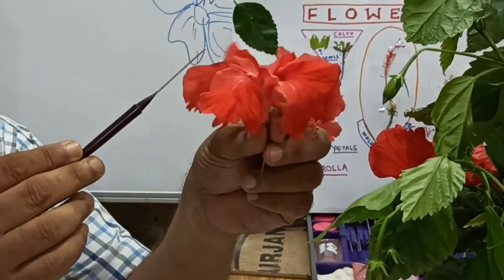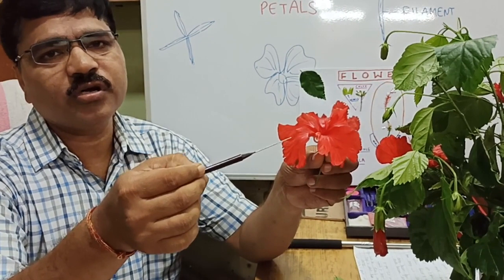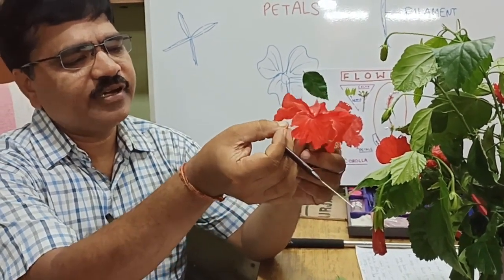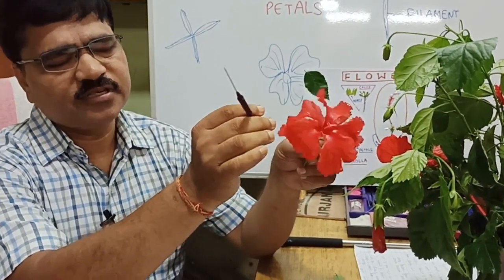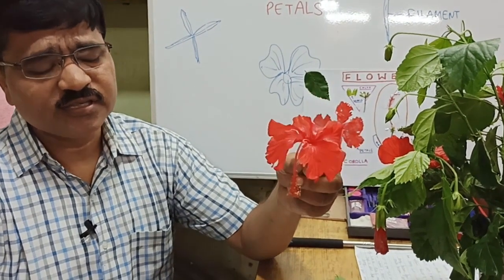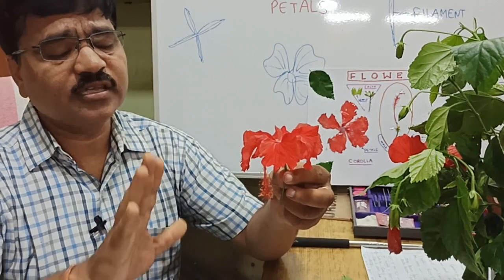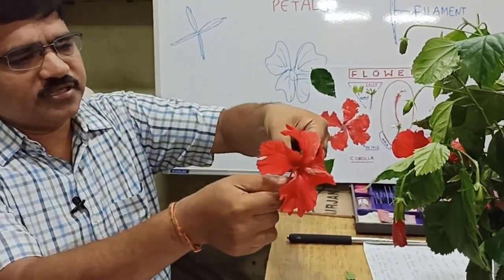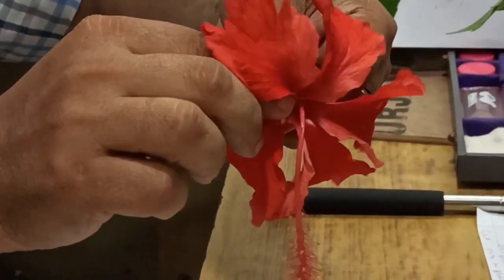Next to the calyx, we come to the colorful part of the flower. This colorful part together is called corolla. And if I take each and every part, then this is called petals. You know, petals are of many colors. They are beautiful. They give fragrance and they attract the insects. So one by one I will separate the petals.